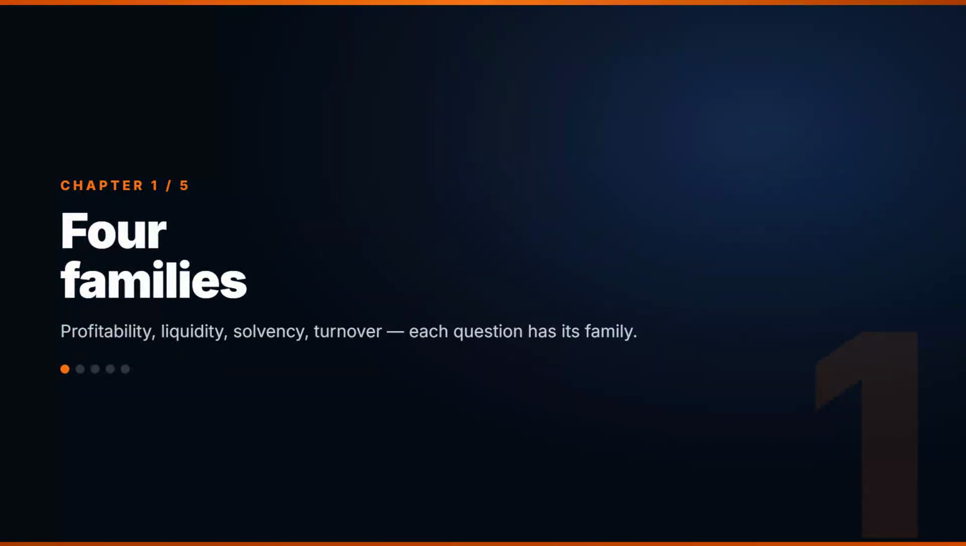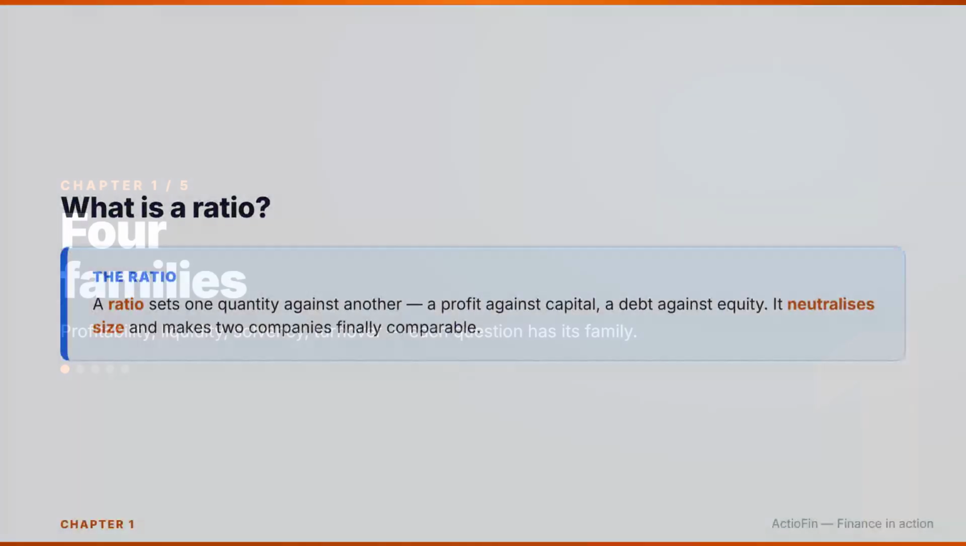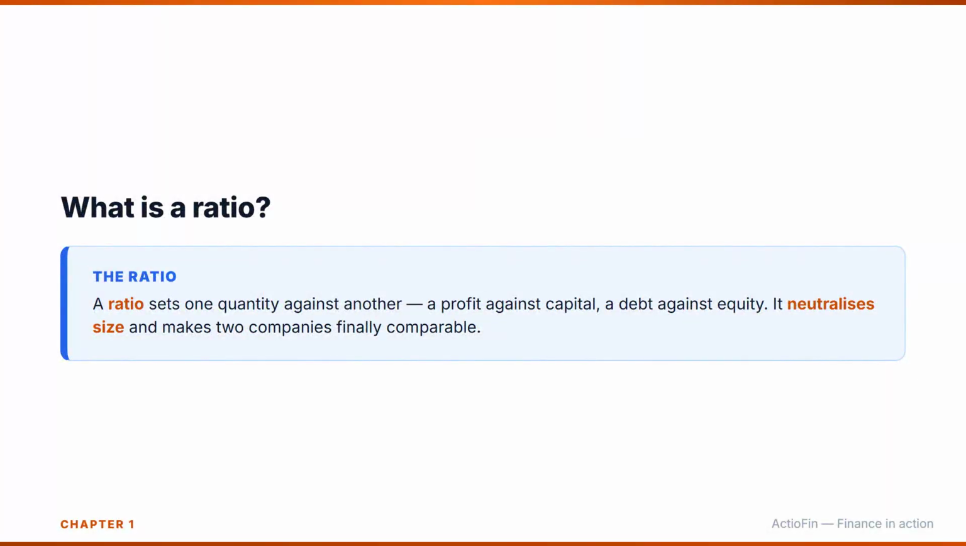Chapter 1. The four families of ratios, one for each big financial question. A ratio sets one quantity against another, a profit against capital, a debt against equity. Its value: it neutralizes the size of the business and makes two very different companies finally comparable.